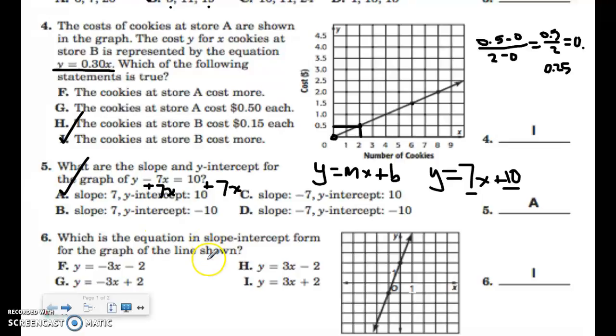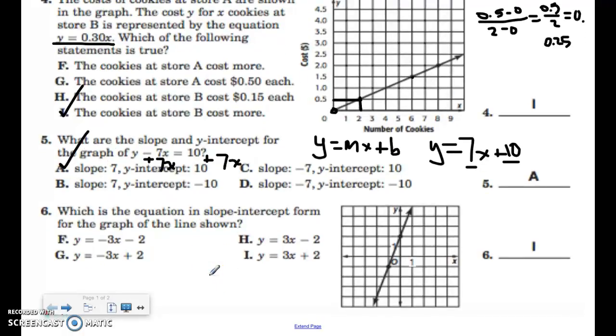Number 6, which is the equation in slope-intercept form for the graph of the line shown? So from the graph, there's a couple of things that I can determine. Number 1, I identify the intercept. The intercept, here's the origin, is at (0, 2). So at plus 2. I can automatically eliminate these two because those intercepts are at minus 2. Remember, it's the same format as up here, y equals mx plus b. So if that's a minus 2, that means the intercept would be down here. So I can throw those two out.